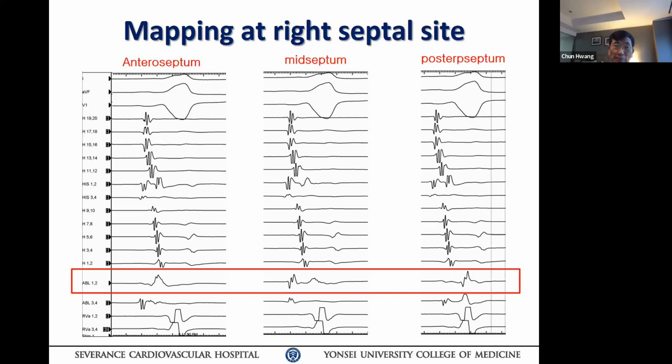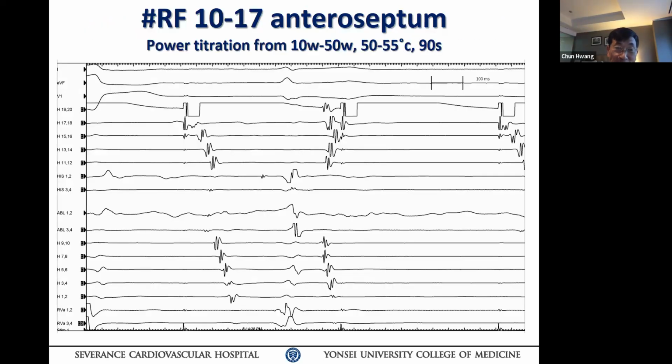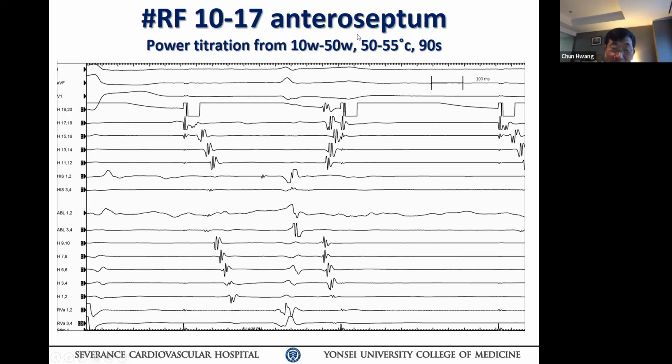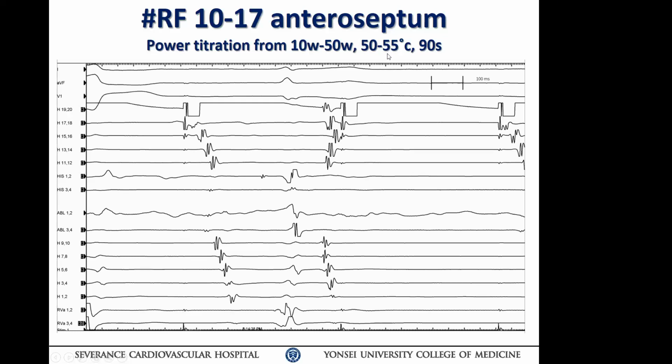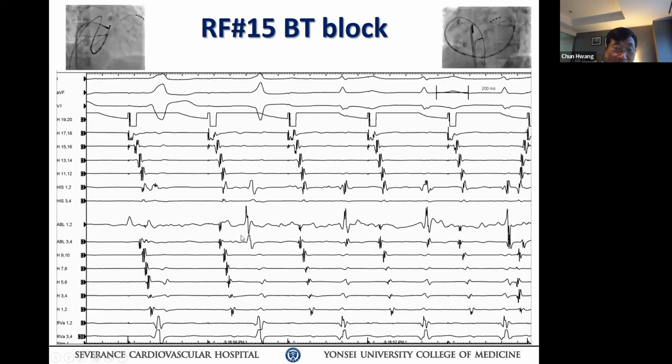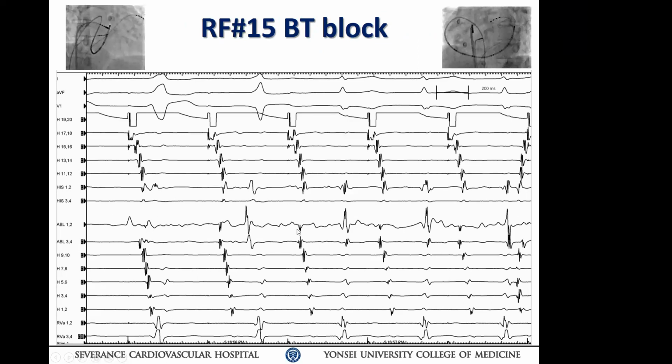Okay, let's go. So we delivered energy from 10 watt to 50 watt titrations. We got temperature from 50 to 55 degrees for 90 seconds. The accessory pathway at the anterior side is gone. Good. Bypass tract is blocked. After that, we can see the signal.